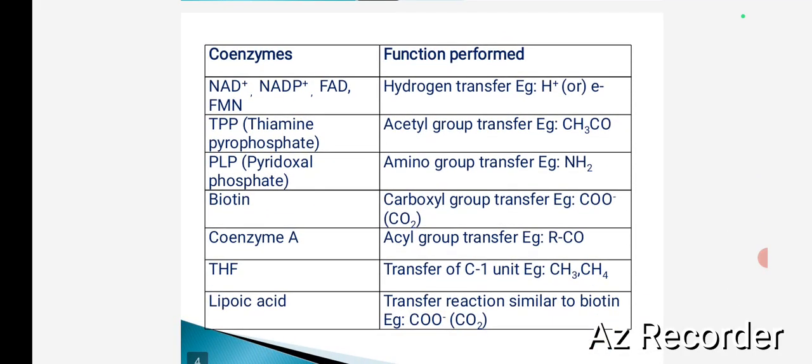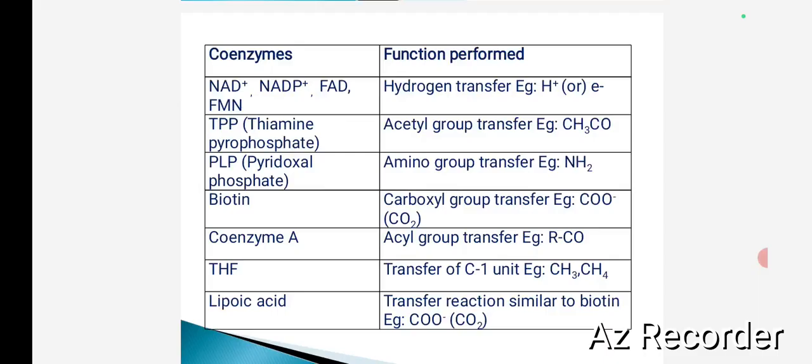The table shows the functions of some coenzymes: NAD, NAD+, FAD, FMN, which are involved in hydrogen transfer reactions, for example proton or electron. Thiamine pyrophosphate, which involves acetyl group transfer reactions, CH3CO. PLP, pyridoxal phosphate, which involves amino group transfer reactions, NH2. Biotin, which involves carboxyl group transfer reactions, for example COO minus as a carbon dioxide form.